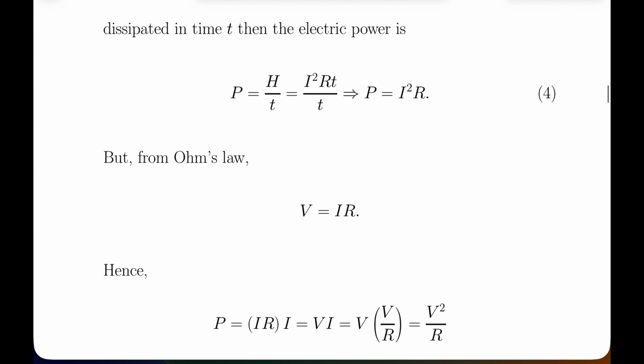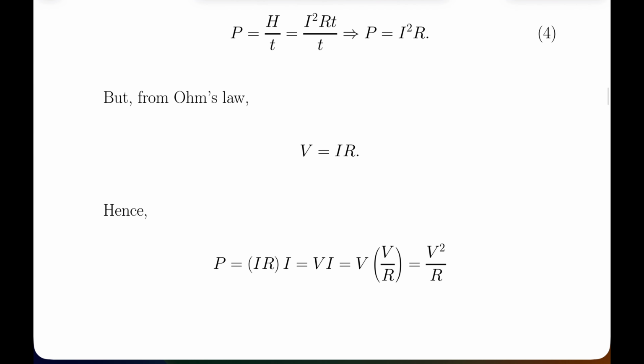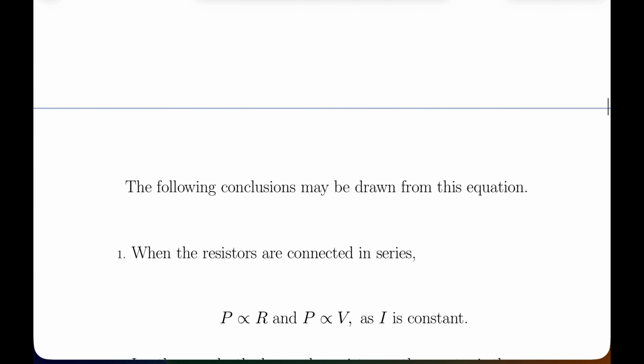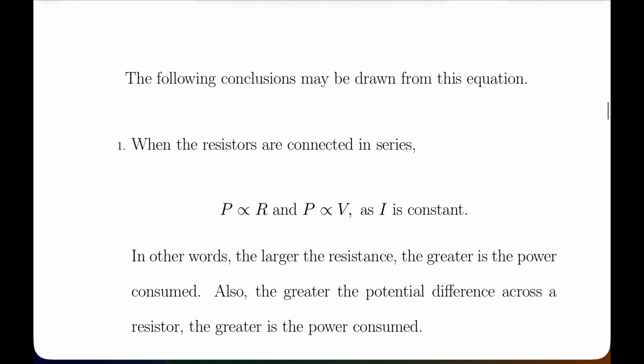But from Ohm's law, we have V equal to IR. Hence, P can be written as IR into I. This is V into I. For I, we put V upon R. So this is also equal to V square by R. The following conclusions may be drawn from these equations.